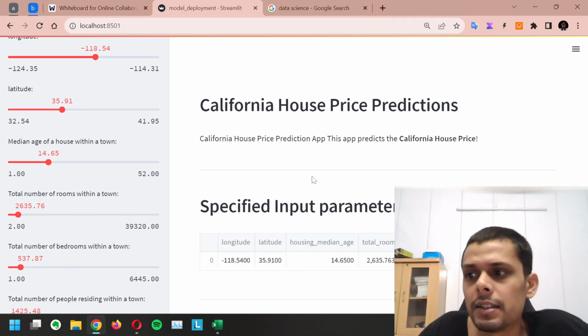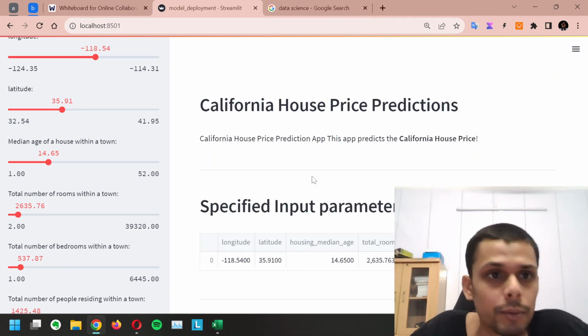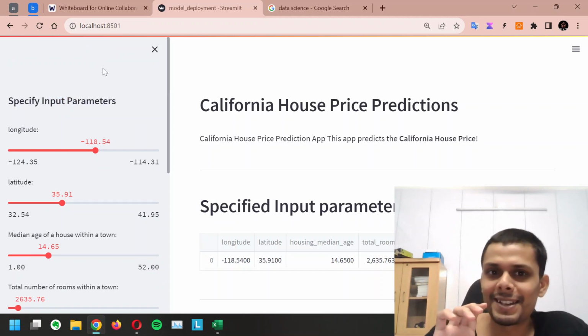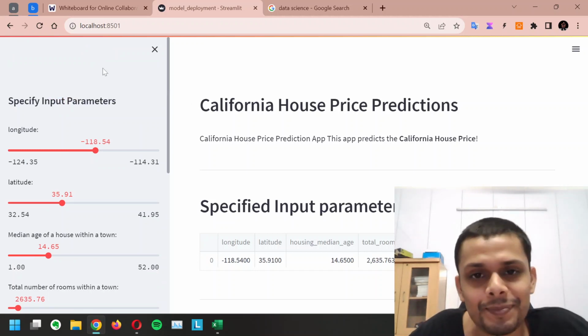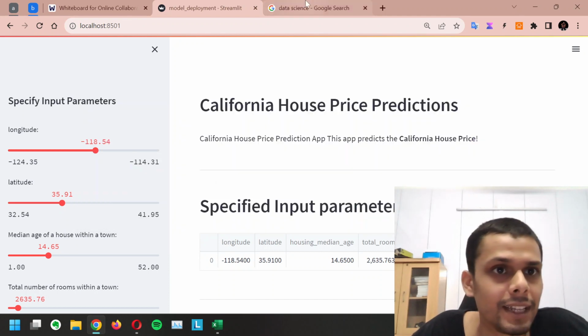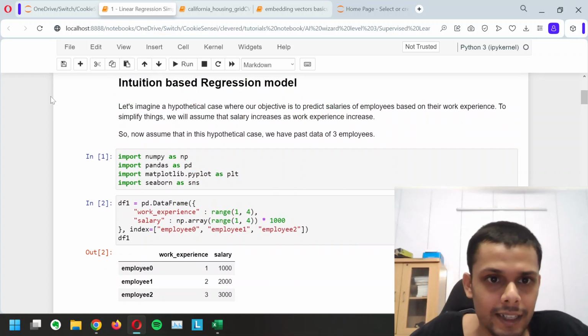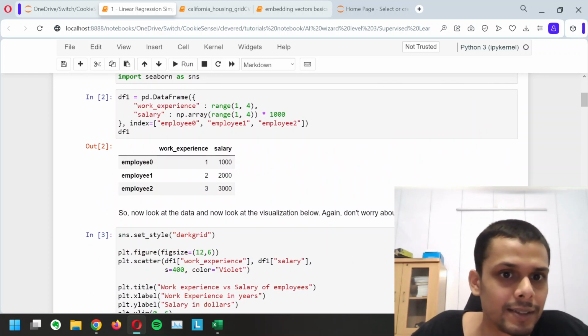So the essence of data science is that we are going to simplify it, right? To simplify this, I'm going to use a very simplistic example. To drive that point home, I'm going to use a different example, which is something like this.